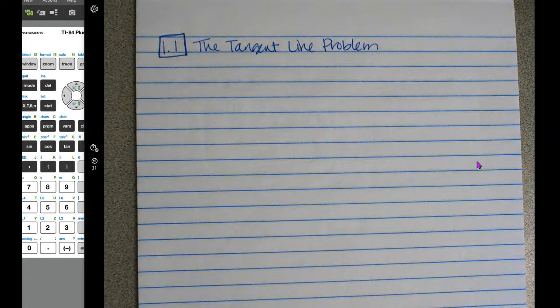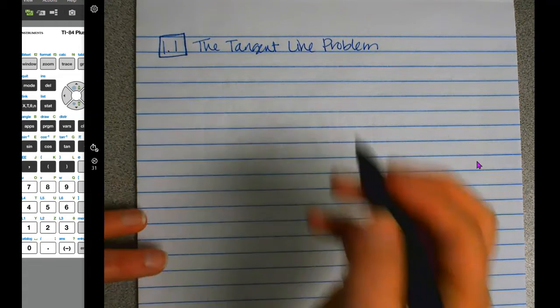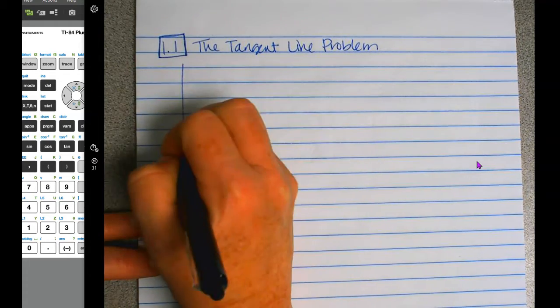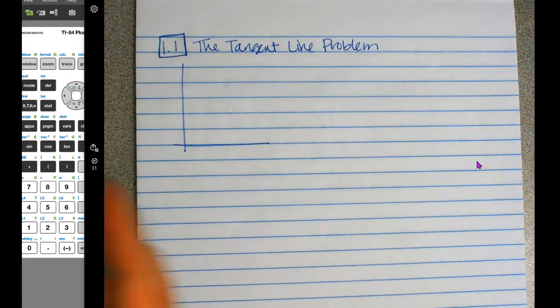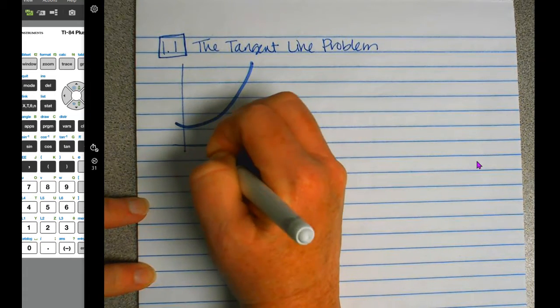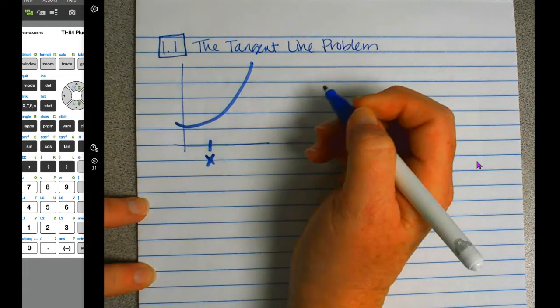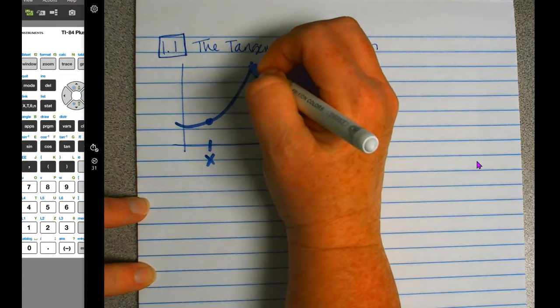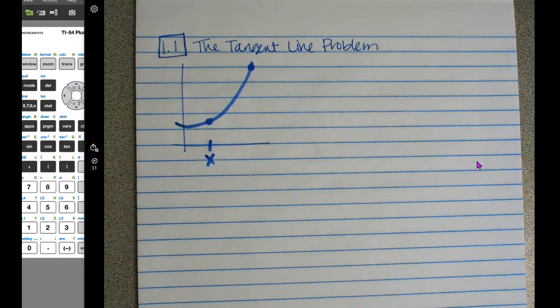Okay, so the tangent line problem is about, like the picture I showed you a minute ago, where you're trying to find the slope at a point on a curve. So let's take a look at something we could actually figure out slope for. Let's say we have this shape here, and I have an x value here, and I have a point, and I have another point up here. We're going to find not the tangent line. We're not going to start with the tangent line. We're going to work up to that.